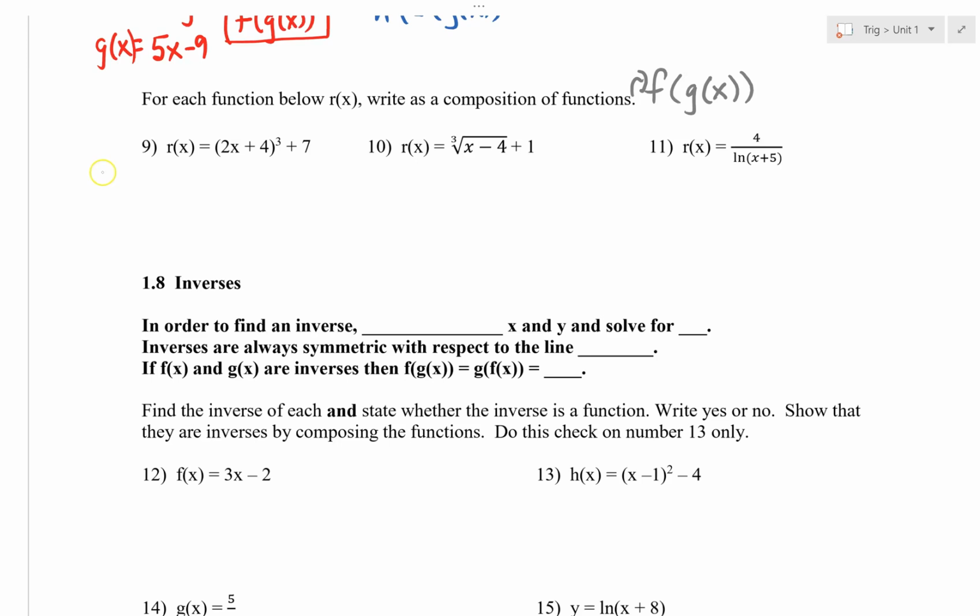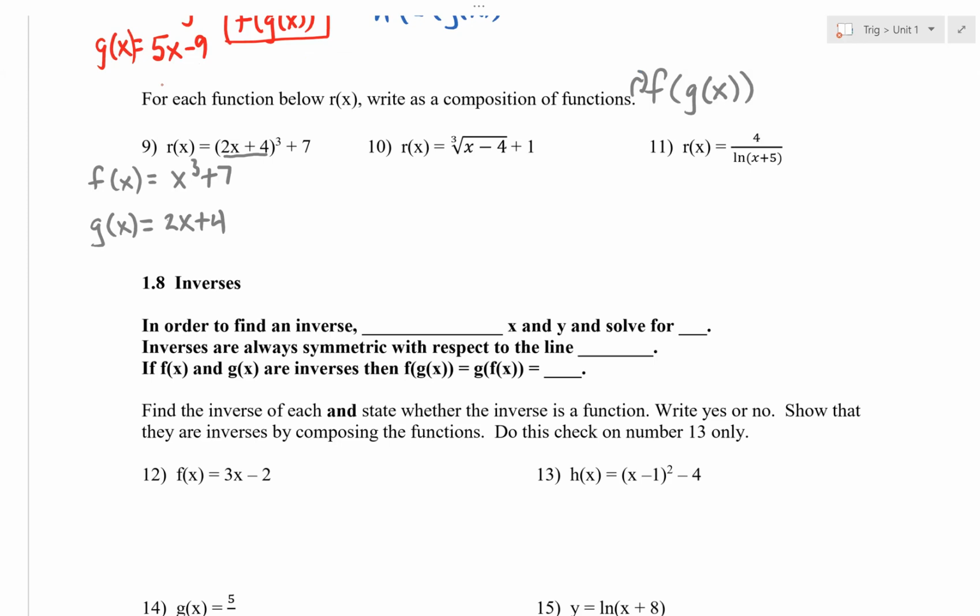First one, I know that f has to be on the outside. I know that g has to be on the inside. So I'm going to say the following, g of x. Well, I'm looking at this piece right here. If I say g of x is 2x plus 4, then what could f of x be? Well, it could end up being x cubed plus 7. That would give us, when I compose those as f of g of x, the answer that they're looking for, r of x. How about this next one?